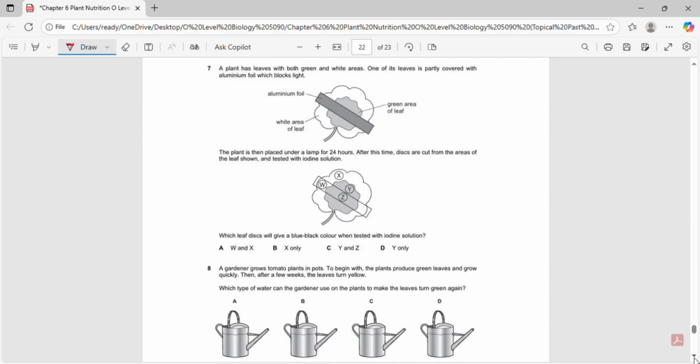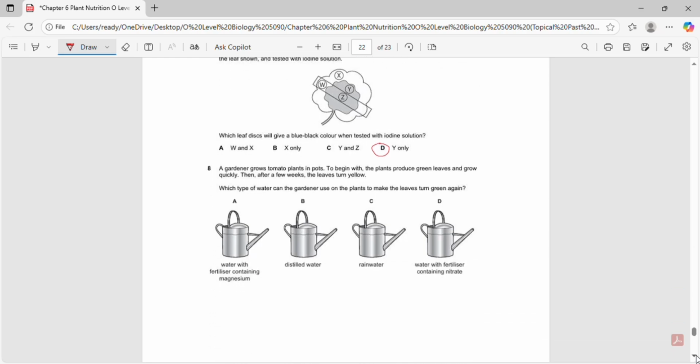Next question says, a plant has leaves with both green and white areas. One of its leaves is partly covered with aluminium foil which blocks light. There's a diagram showing a leaf with green and white parts, partly covered with aluminium foil. Leaf discs X, Y, and Z are taken from different areas. Then it continues, the plant is then placed under a lamp for 24 hours. After this time, discs are cut from the areas of the leaf shown, and tested with iodine solution. And they ask, which leaf discs will give a blue-black color when tested with iodine solution? The correct answer is option D, Y only. Only the green areas of the leaf can carry out photosynthesis, since they contain chlorophyll. Also, the area must be exposed to light, since light is needed to make starch. So, disc Y, from a green, uncovered area, gives the blue-black result with iodine, showing starch was made there.